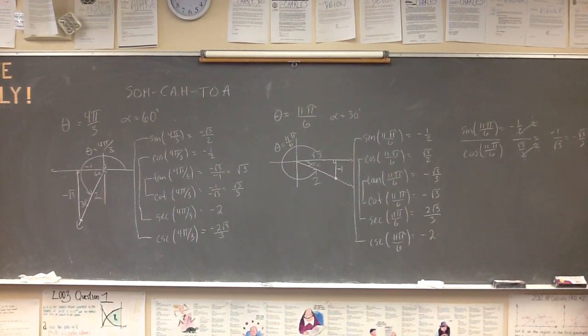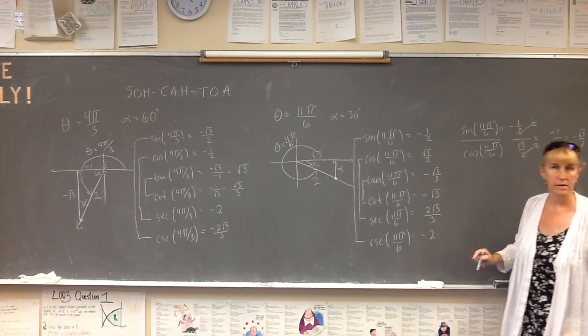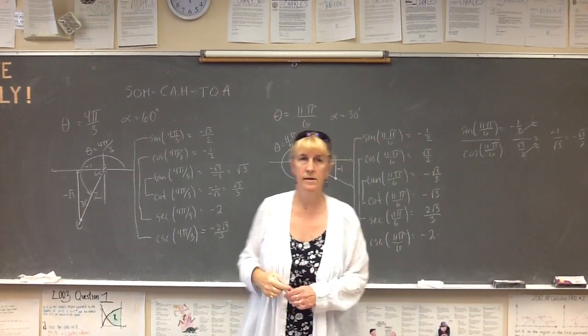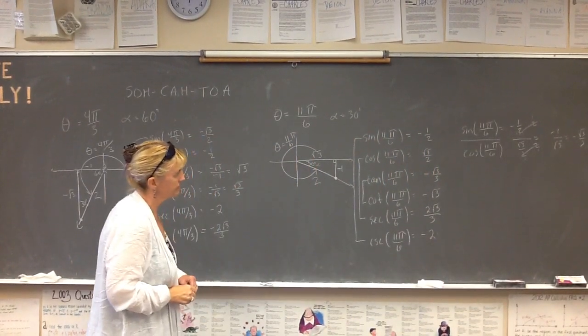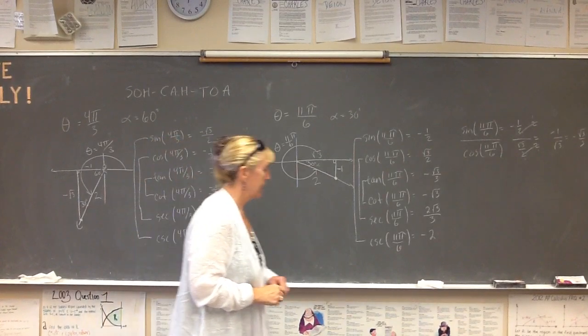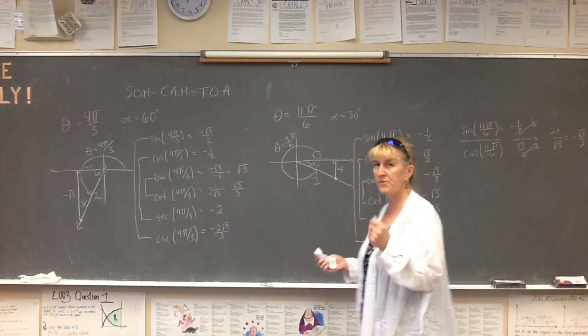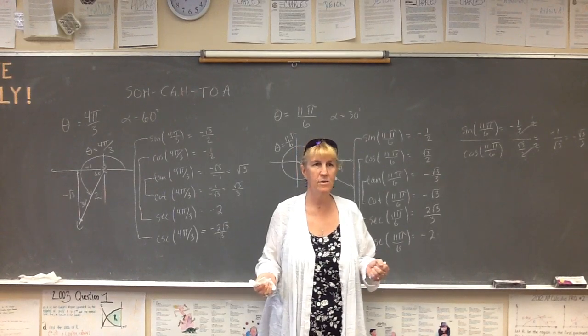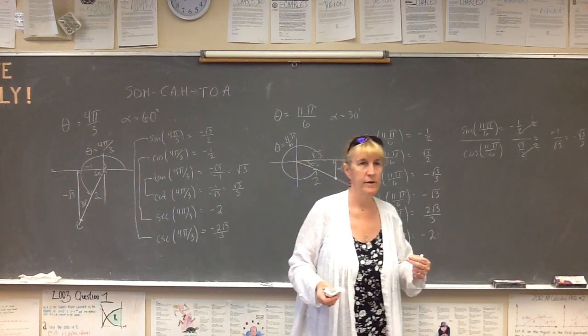That is the same thing as the tangent of 11 pi over 6. So if you know the sine and cosine, you can always do the tangent by simply doing that division. Got me? Okay. So, any questions before I erase the board from anybody? No? We're going to begin our unit circle.